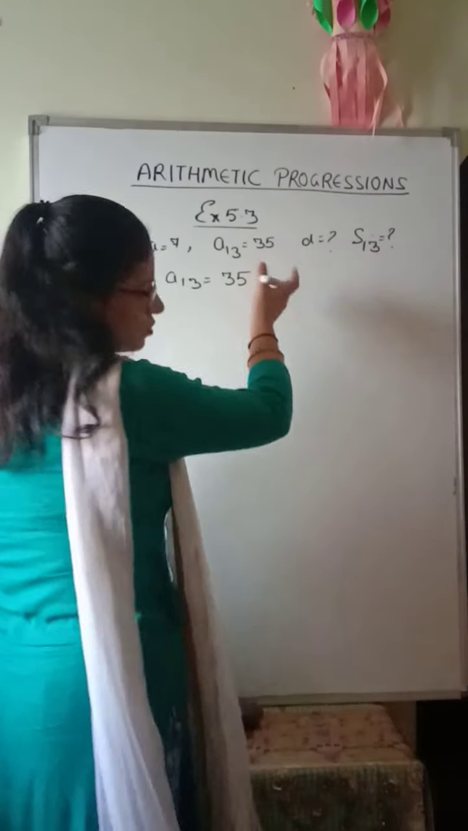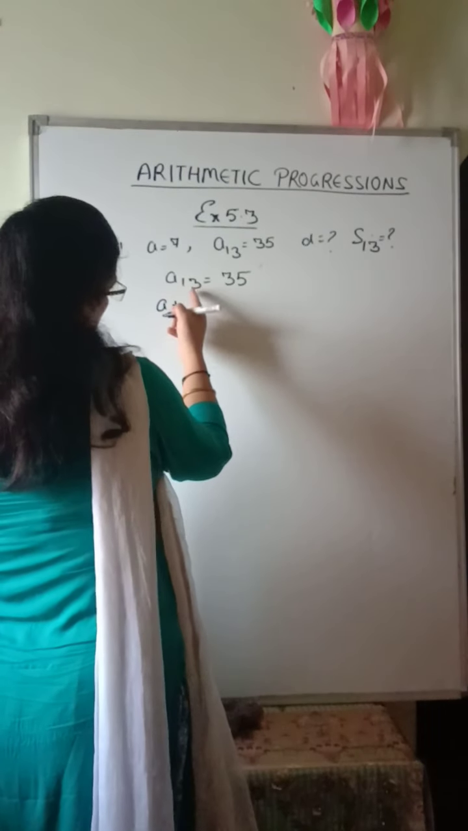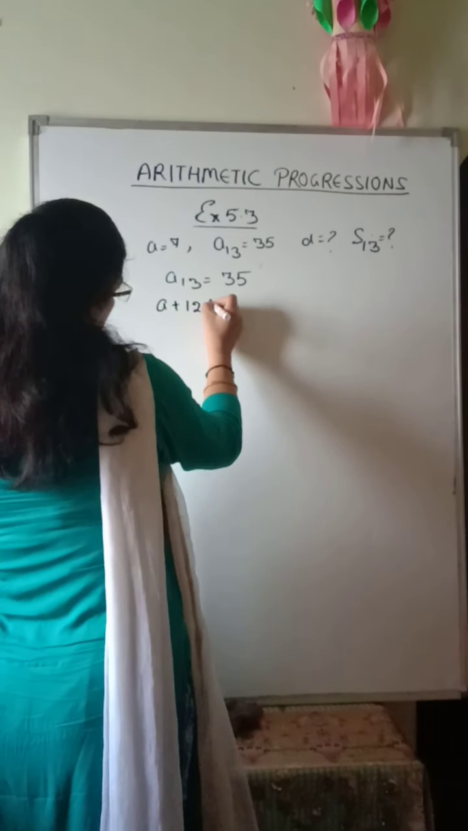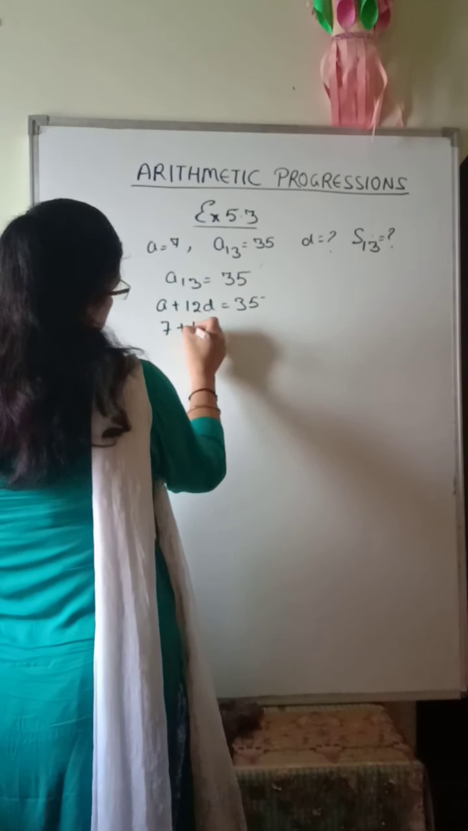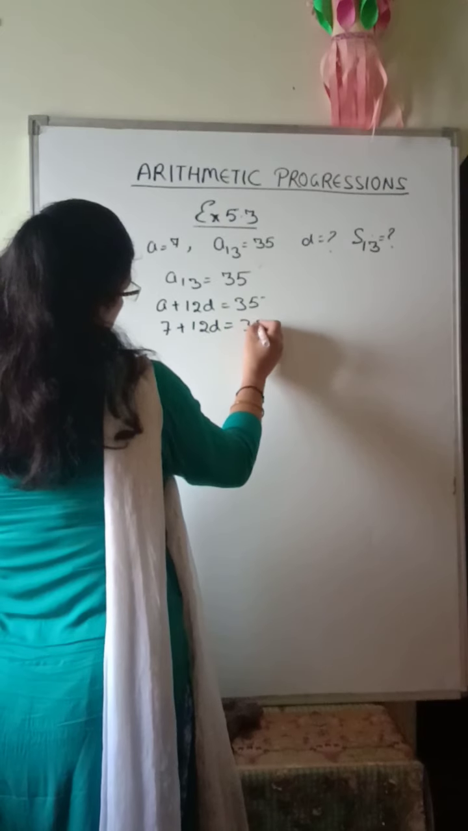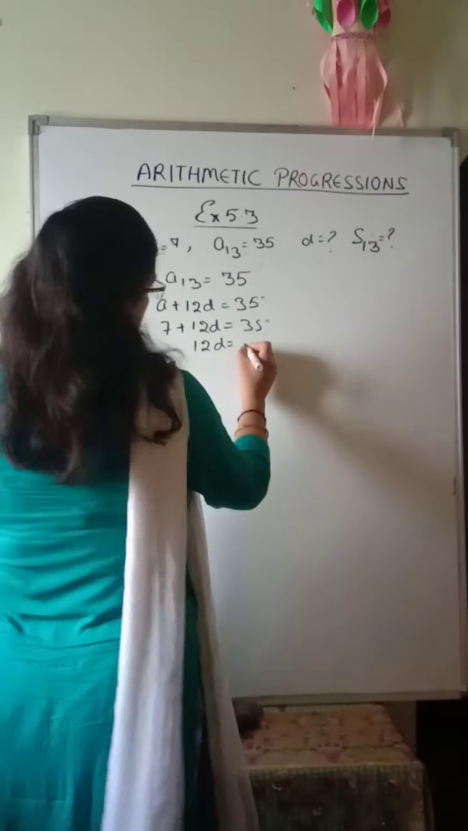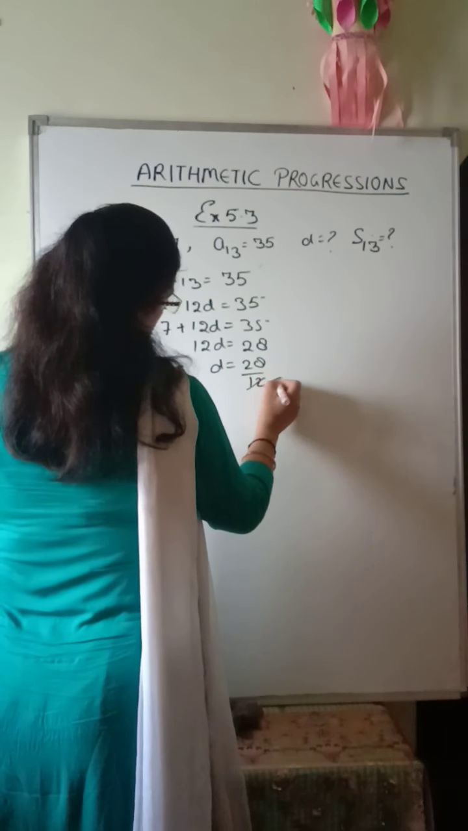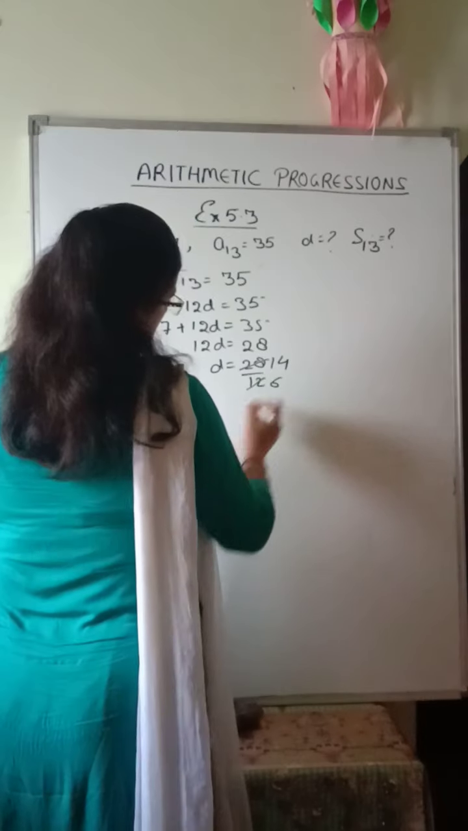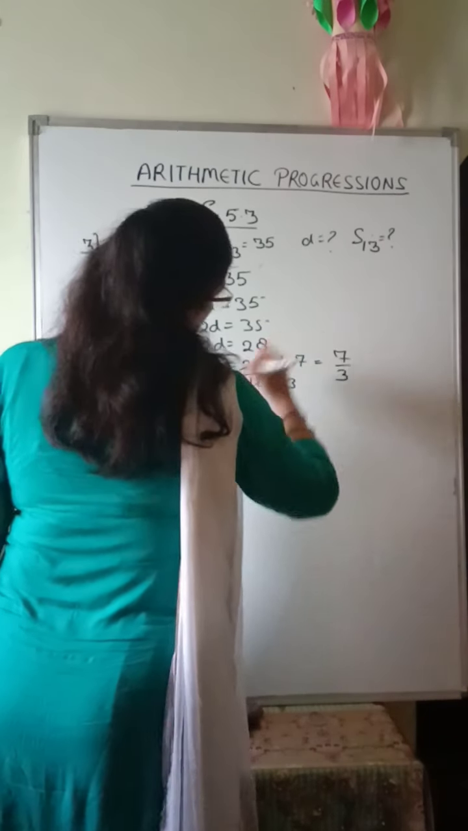What is given to us? Use that only. We have to use the 13th term: a plus (n minus 1) into d, so a plus 12d equals 35. What is a? 7 plus 12d equals 35. So 12d equals 35 minus 7, which is 28. d equals 28 upon 12. 2 sixes are 12, 2 fours are 8, 2 threes are 6, 2 sevens are 14. That means d equals 7 upon 3.